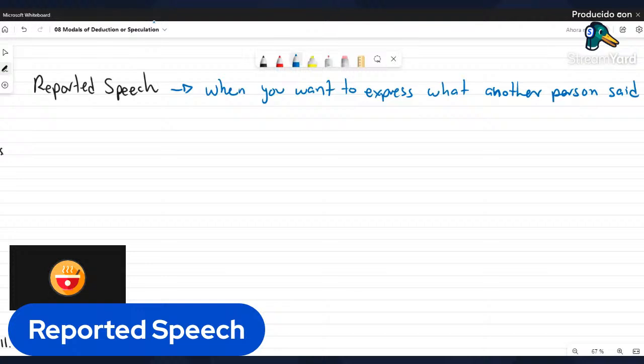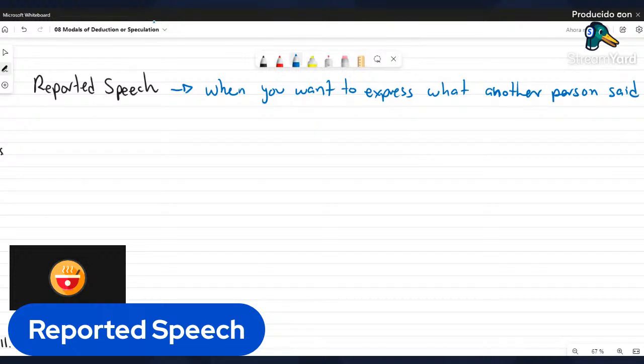And sometimes when we are seeing a movie, for example, another person asks us, "What is the movie about?" And then you need to remember all what happened and what the character said. So basically, that's reported speech. When you want to express what another person said, not necessarily in oral speech, but also when it's written, what did that person write in the letter, for example.